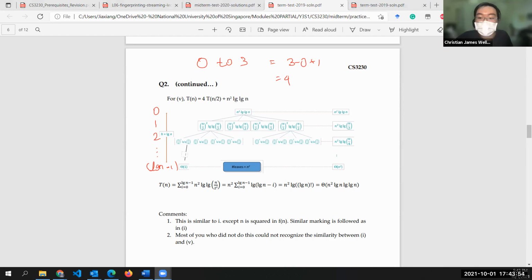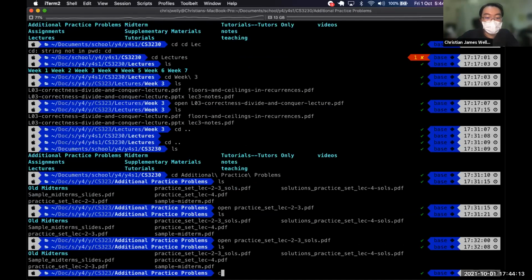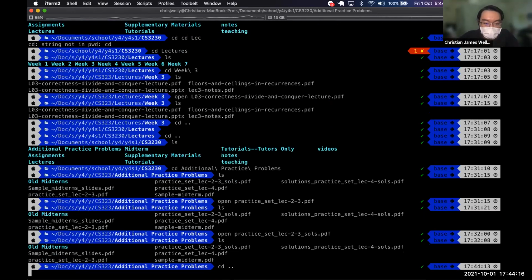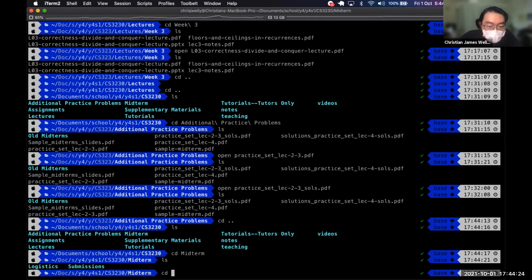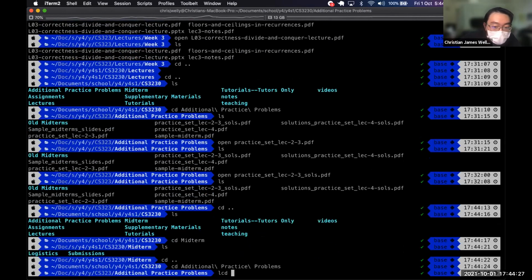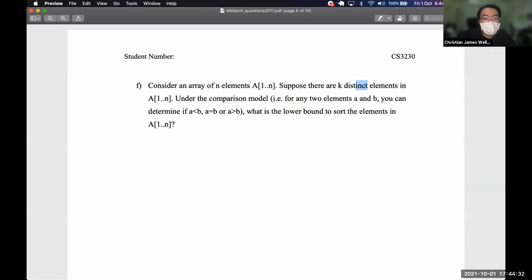So let me answer some of those again. Two questions. One is on the lower bounds. Okay, I think I won't talk too much about the lower bounds. I'll just answer the combinatorics question that you were talking about earlier. Because that one is not too much in syllabus, but you still need to know that if you're proving the lower bounds. But let me see, midterm, right? No, not midterm. Additional practice problems. Midterms. Open 2017. Oh, I had it open already.